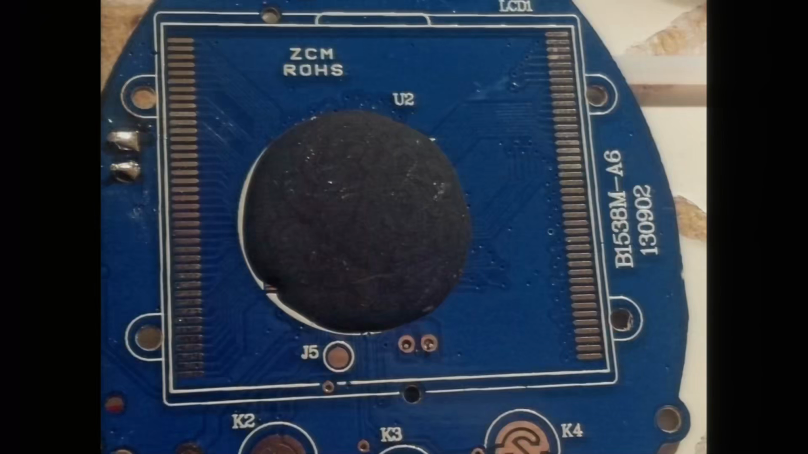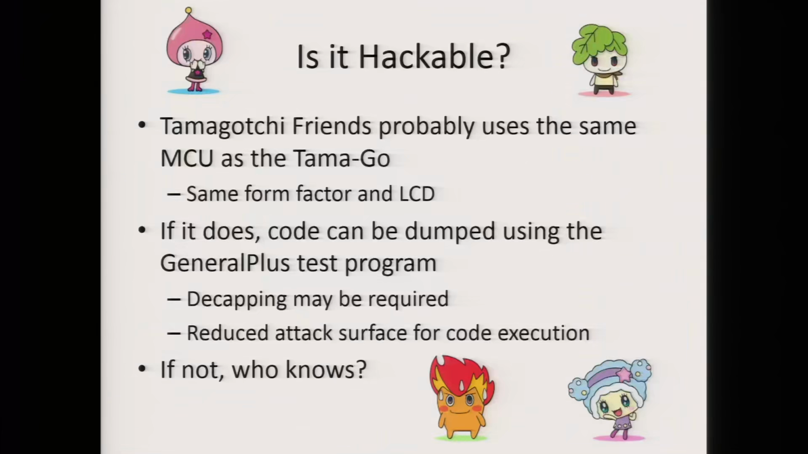I'm not sure if it's the same microcontroller because this looks a tiny bit smaller than the Tamago, but the functionality is so similar. It even uses the same images that I think it probably is. So it's just some quick speculation. I think it probably uses the same MCU. So that means that we could probably dump the code using the General Plus test program, although decapping may be required to bond the wires.